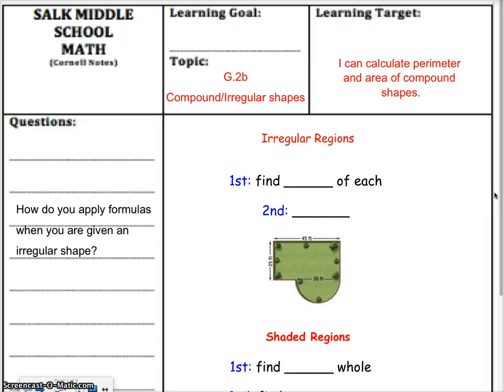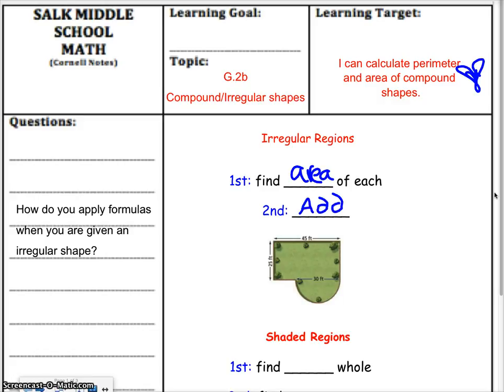Okay, today we're moving on to finding perimeter and area of compound shapes. That's your learning target. You can calculate the perimeter and area of compound shapes. So when you have irregular regions, the first thing I do is break it into shapes I know. So you're going to find the area of each and then add. That's all you're going to do.